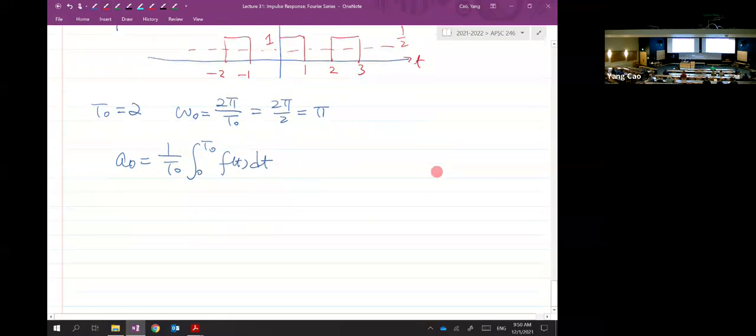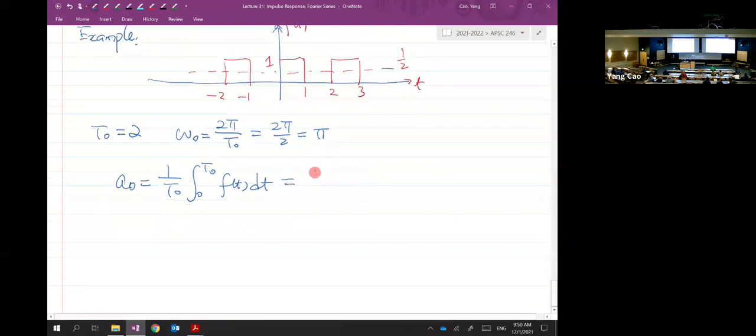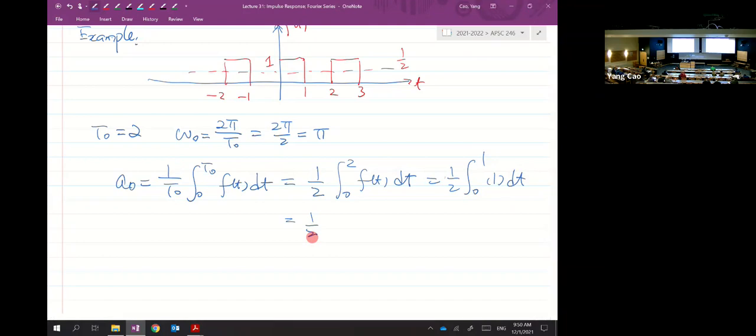So let's verify if this is actually what we're going to get. T naught is 2, so 1/2, integral 0 to 2, f of t dt. When you integrate from 0 to 2, f of t exists only between 0 and 1. And the value of f of t between 0 and 1 is 1. So you literally just integrate from 0 to 1, integral 1 dt, which ends up as 1/2. So that's exactly your observation based on the graph of this f of t.